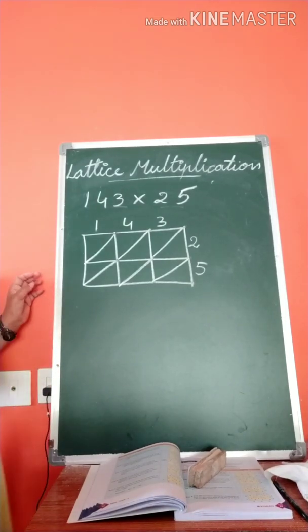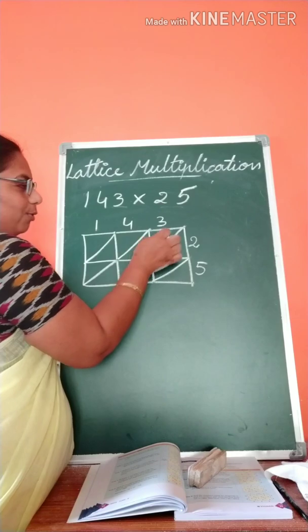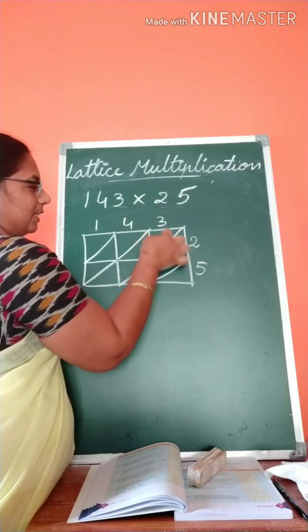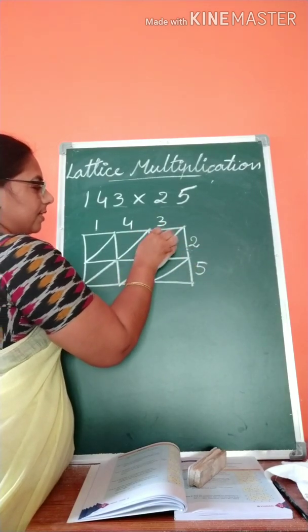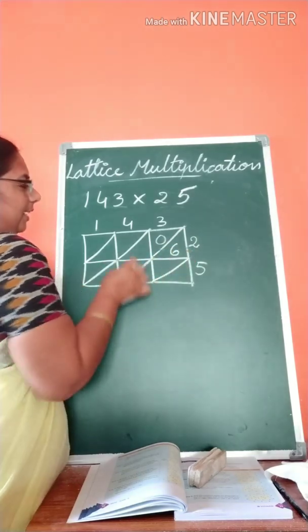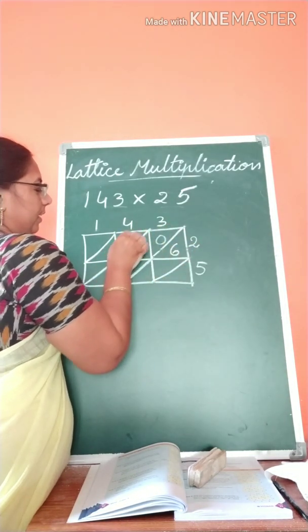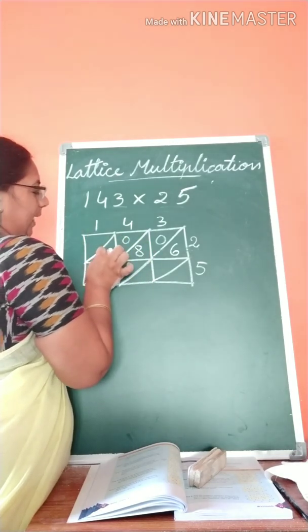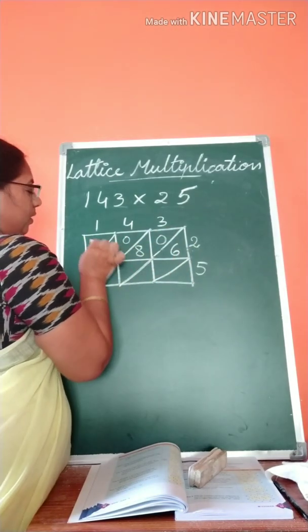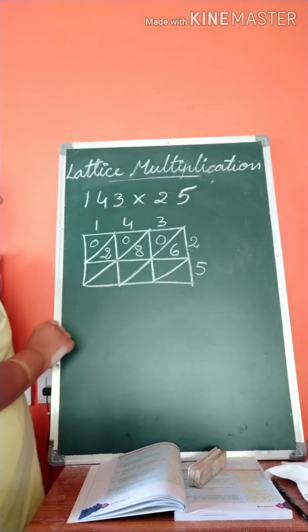Okay. Now, for finding out this box, what we have to do? Multiply the digits on both sides. 3 2s are 6. 6 can be written as 0, 6. Next, for this box, 4 2s are 8. 0, 8. 1 2s are 2, 0 2.